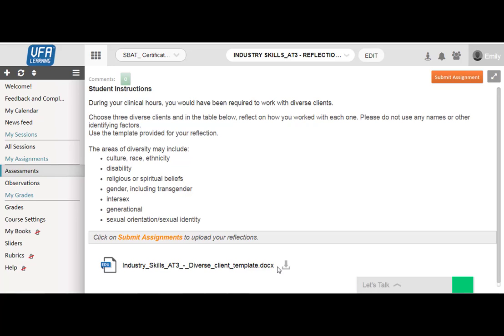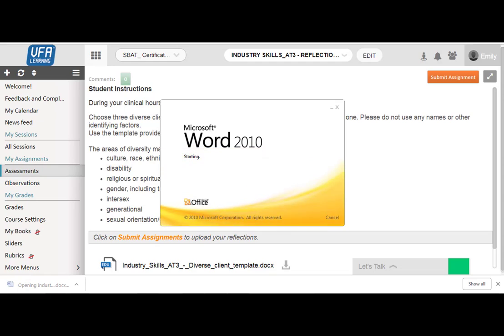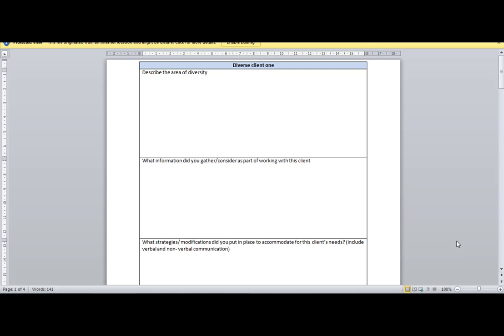So if you have a look at the template and download that, by downloading it, it'll allow you to open it up in Word, so it's going to be easier to input your answers into. So if we have a look at the document, it'll say which clients you're talking about with this, and then it's going to have the 4 questions that you need to answer as part of this.